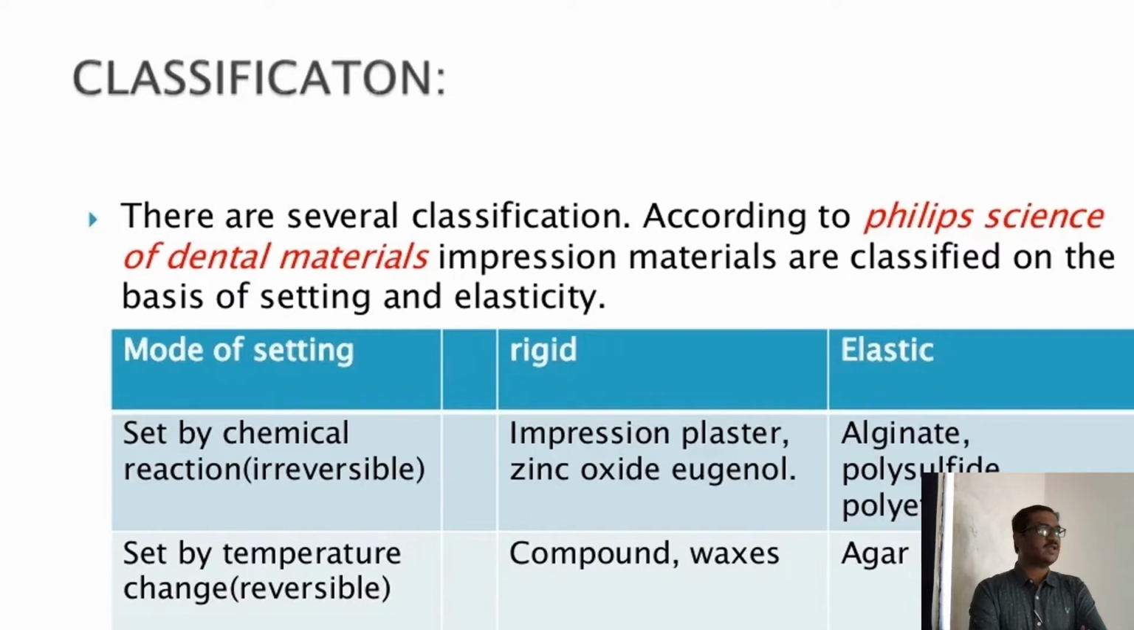So examples for irreversible impression materials are impression plaster, zinc oxide eugenol, even alginate, then elastomers. And reversible materials. Examples for reversible impression materials are impression compound, waxes, agar.